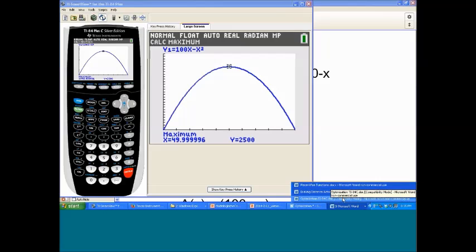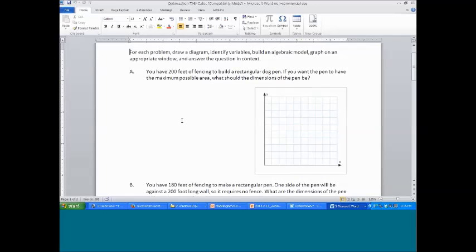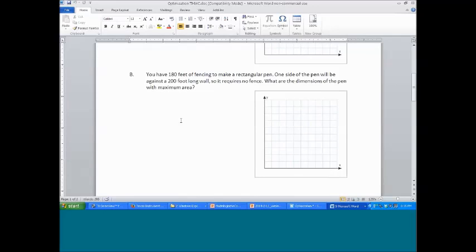One of the things you're going to get tonight is this handout. And this is that same question that we've just done. What should the dimensions of the pen be? And now let's look at the second question. You have 180 feet of fencing to make a rectangular pen. One side of the pen will be along a 200-foot wall, so it requires no fence. What are the dimensions of the pen with maximum area?